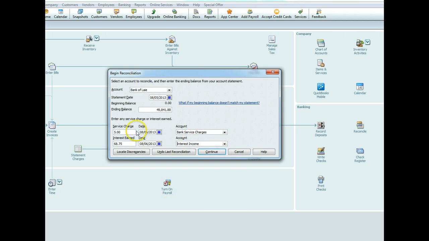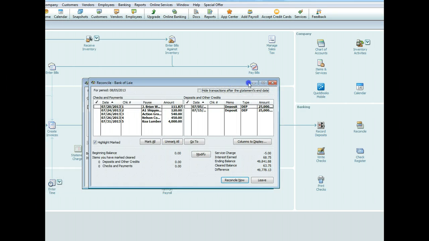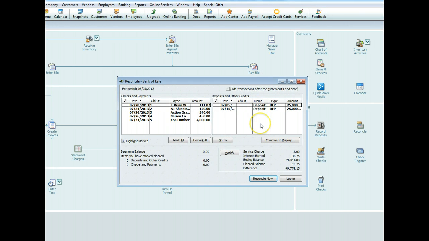Save and close. So now we've got the first screen done. Most important thing is you get that ending balance right. Okay, now we go forward. Here is the reconciliation screen. It says checks 3, 4, and 5 have not cleared. So 1 and 2 have cleared. Deposits have been made. And I've got a difference here of $10.